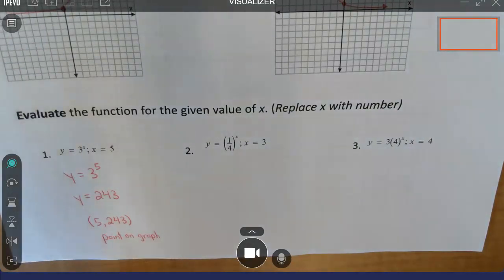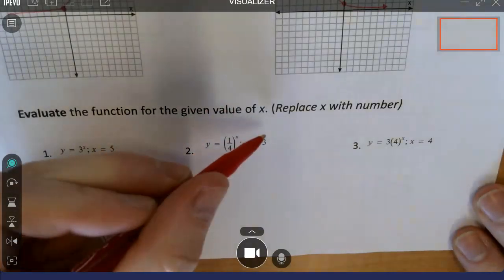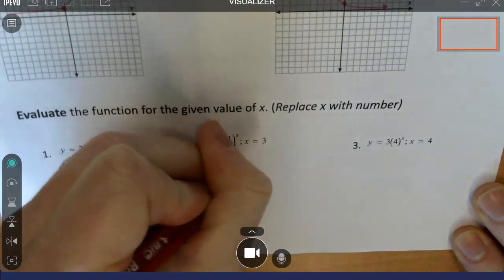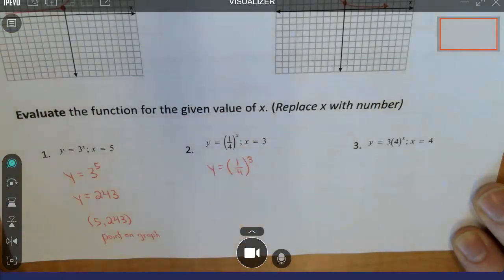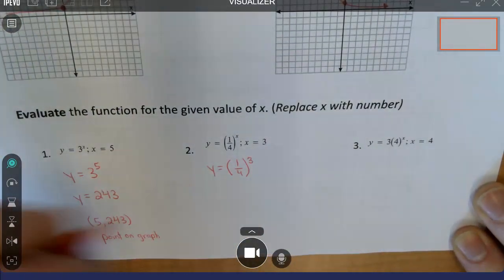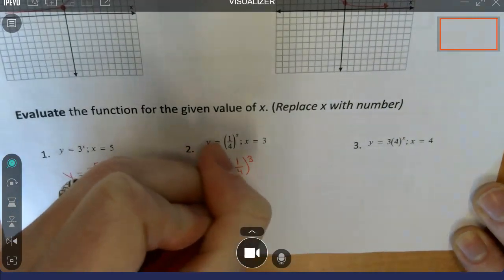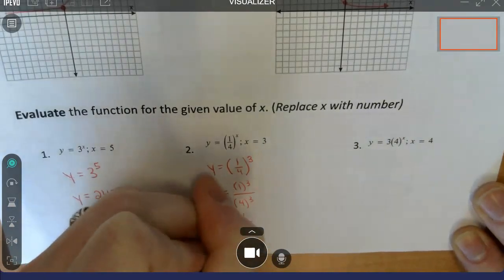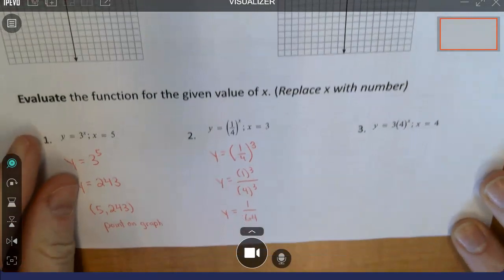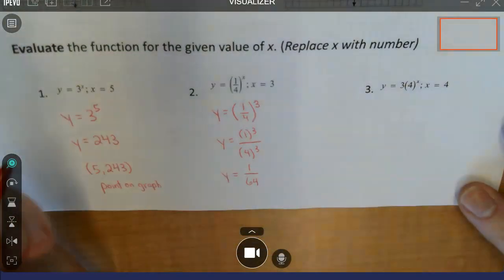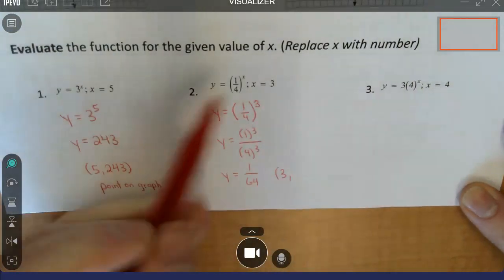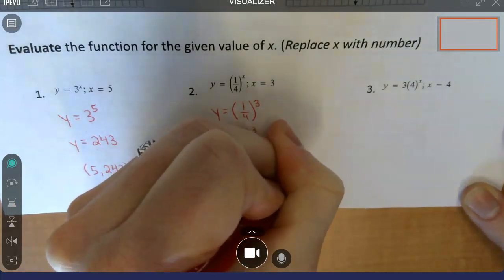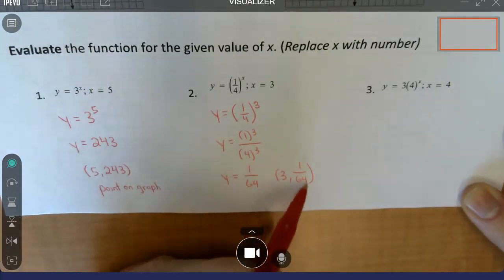As we look at the next one, you have y equals 1/4 to the x power, and we're going to replace x with 3. So if I go y equals 1/4 to the third power, what does that mean? Well, just like we learned in properties of exponents, that means it's the numerator to the third power and the denominator to the third power, and this all eventually equals 1/64. So if you think about that on a graph, this would be the point where x was 3, which is what we started with, and this produced a y value of 1/64. And notice that that's a really small number.